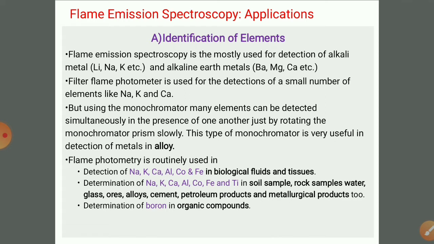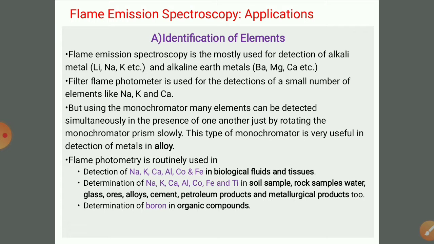Applications of flame emission spectroscopy. The first application is the identification of elements. Now, this flame emission spectroscopy is useful for the identification of elements which are present in the sample. This flame emission spectroscopy is mostly used for detection of alkali metals, that is group 1 metals, for example lithium, potassium, sodium, etc. And also the alkaline earth metals which belong to the group 2 elements, for example barium, magnesium and calcium, etc.